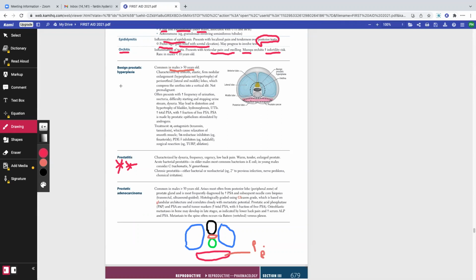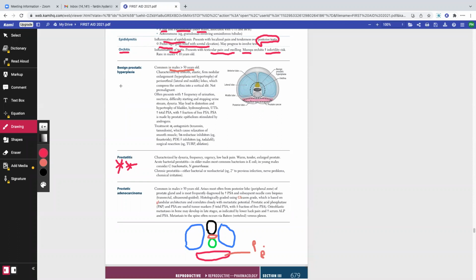Is it increased urinary frequency? Yes. Dysuria? Yes. Urinary incontinence? Yes. Urinary urgency? Then what else? A feeling of incomplete voiding of urine, yes or no? The answer is yes, right? So they will come to us with these sorts of things. Weak stream, very good.